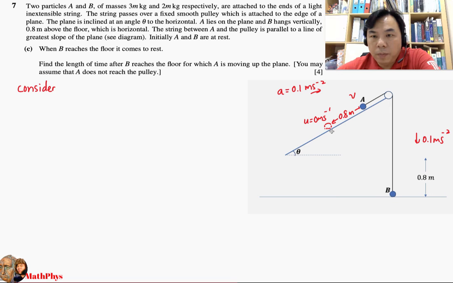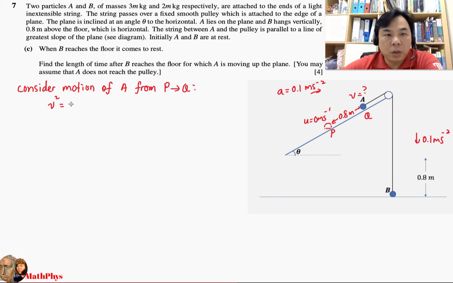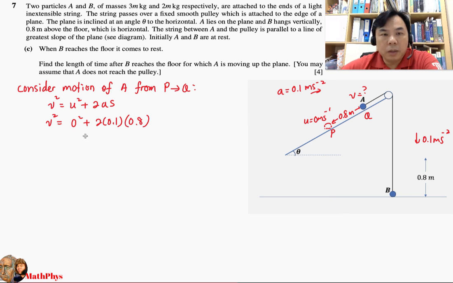the motion of A from P to Q. By using kinematic equations, we can figure out the speed of A when it reaches position Q. So v squared equals u squared plus 2as. So right here, we know that u squared is 0, a is 0.1, distance moved is 0.8 here.